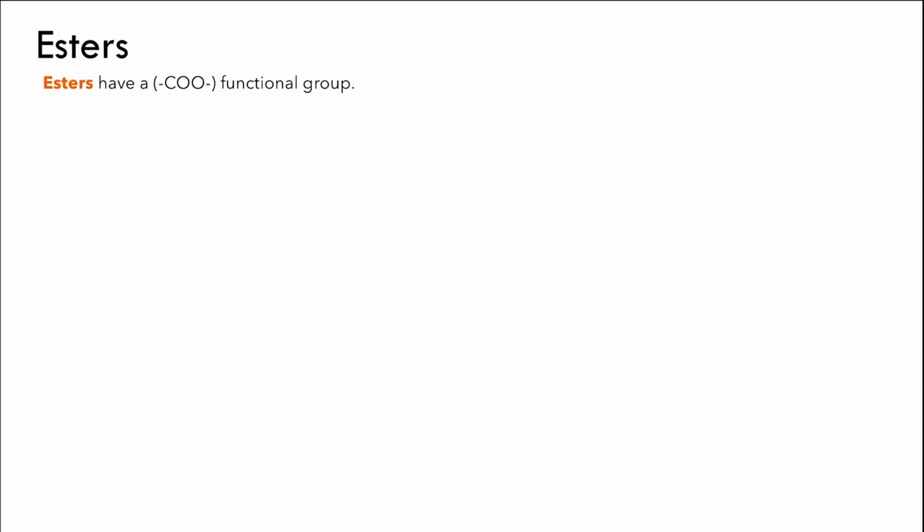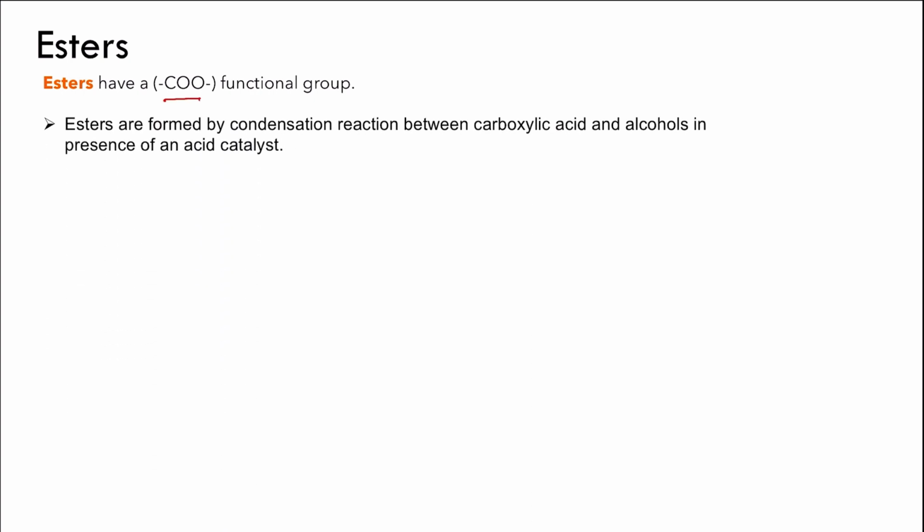So what are esters? Esters are another class of organic compounds. They have the functional group COO. Esters are formed by a condensation reaction between carboxylic acids and alcohols in the presence of an acid catalyst.